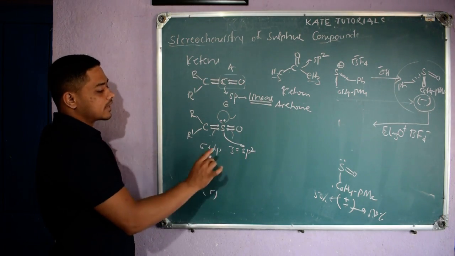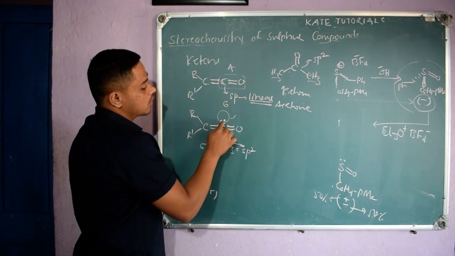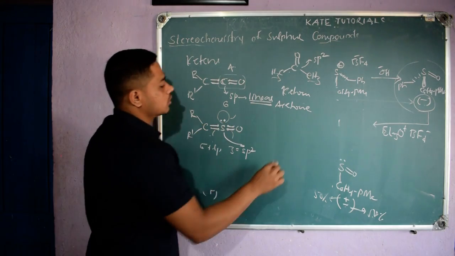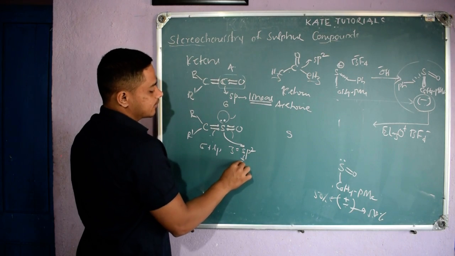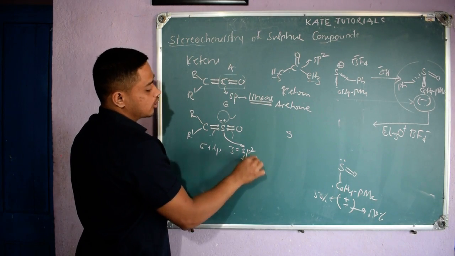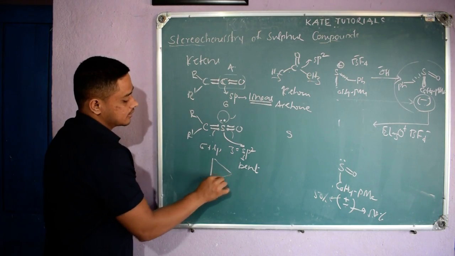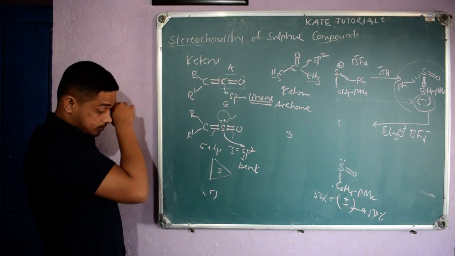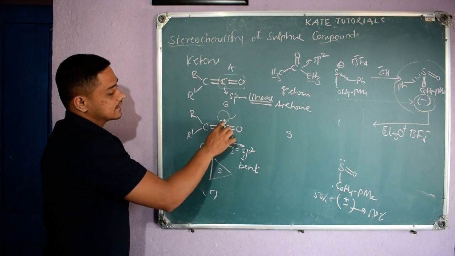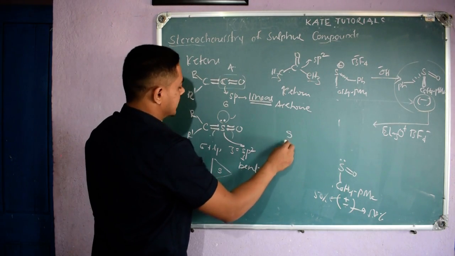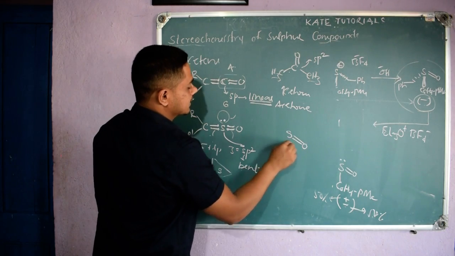So sp2, right, and because of this lone pair bond pair repulsion will be more. So the shape will not be linear, it will be like bent shape, because sp2 means trigonal planar, right? So here if I have a central atom, it will be trigonal planar sp2. But to tell the shape, we never consider lone pair, right?